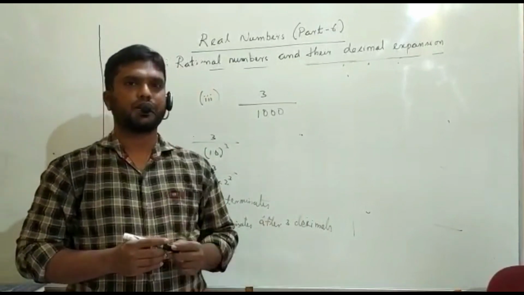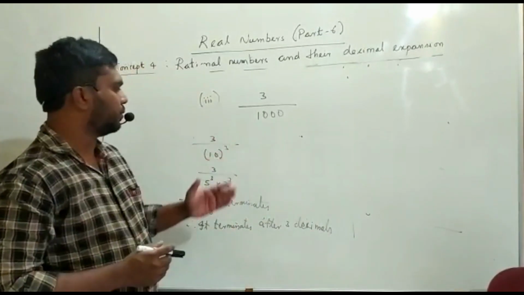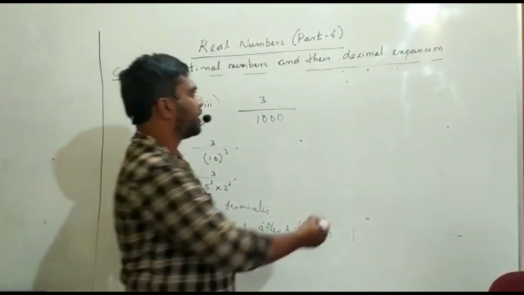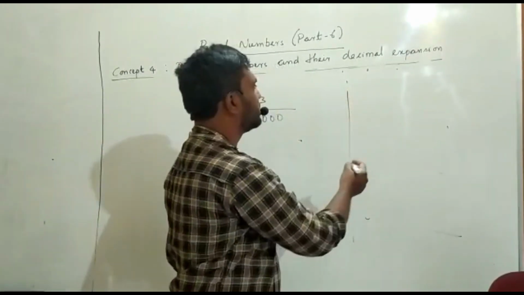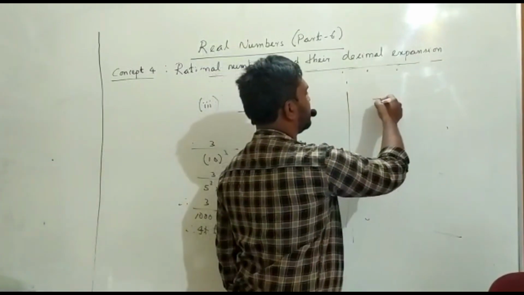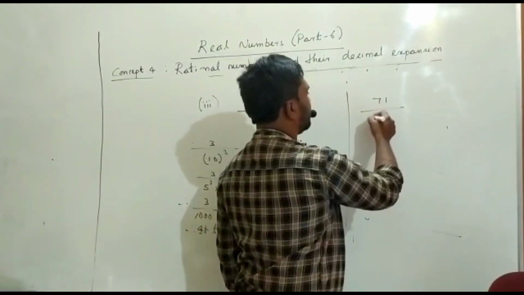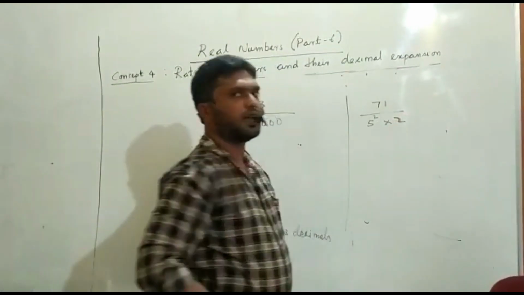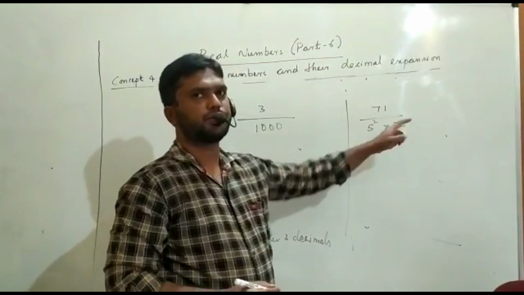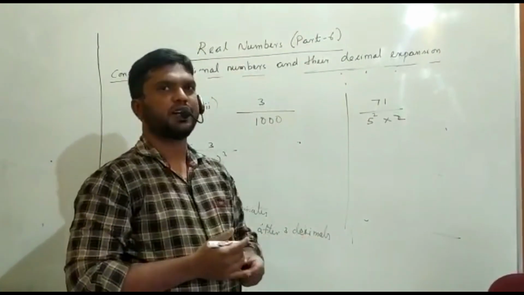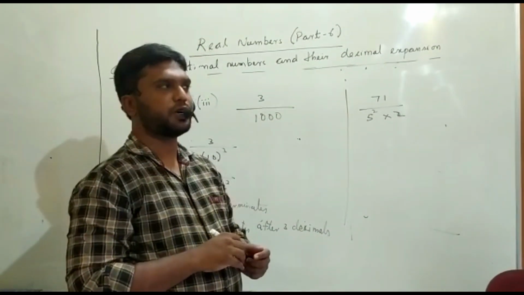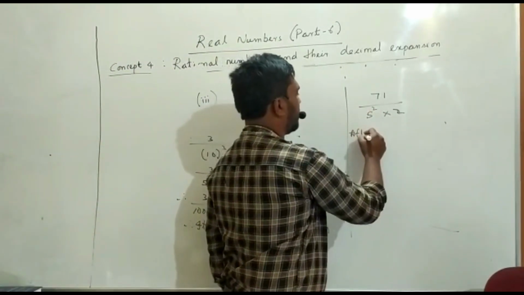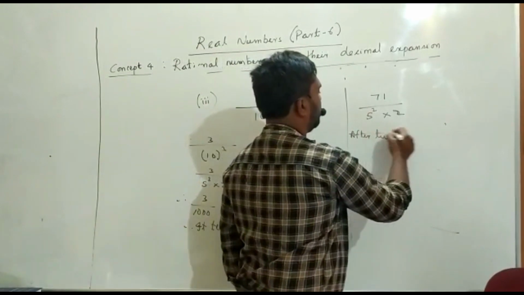So I think students have understood how to verify whether it is terminating or non-terminating. For example, you have a question like this: 71 divided by 5 square into 2. Directly if you see 5 square into 2, you can say it is terminating. After how many decimal points it's terminating, see the highest power: after 2 decimals.